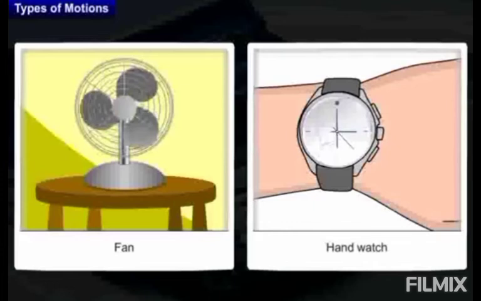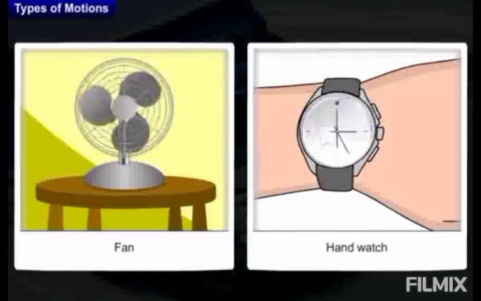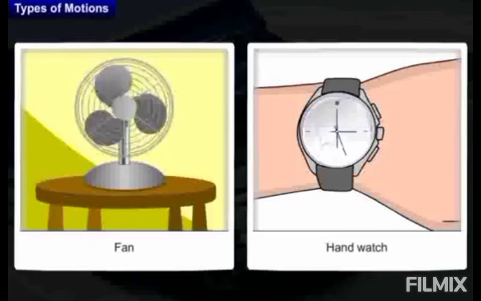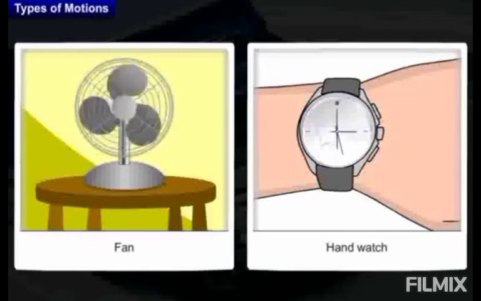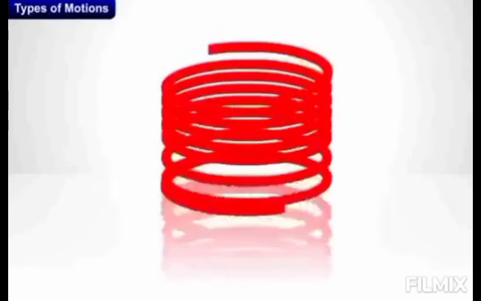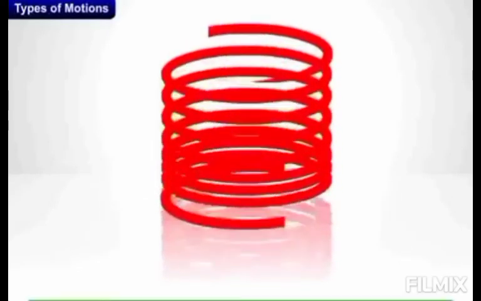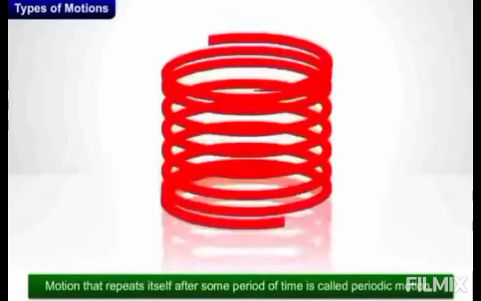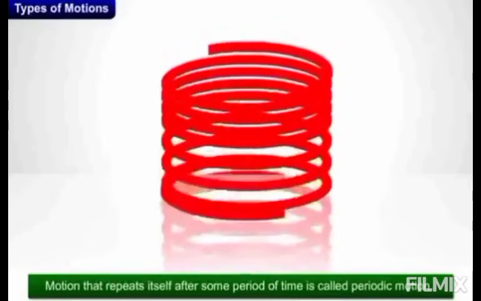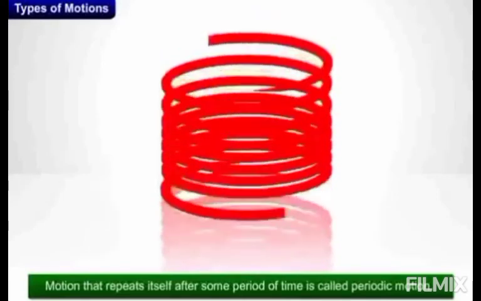So now we have learned about rectilinear motion, that is in a straight line, and circular motion, that is in a circular path. These are two types of motion. The third type of motion is known as periodic motion. Periodic motion means the repetition of the motion. The coming back and repetition of the motion is known as periodic motion. The motion that repeats itself after some time period is known as periodic motion.